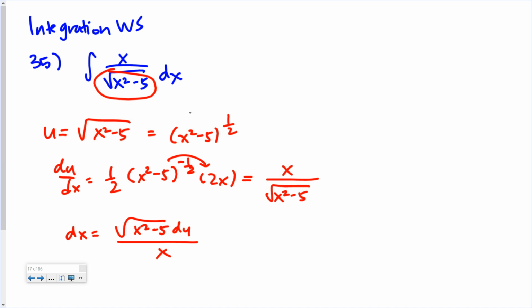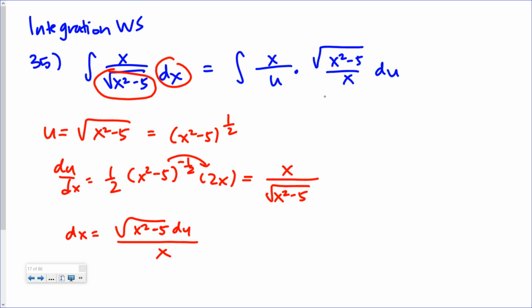So what two things do I replace? I replace my u and I replace my dx. Everything else I leave the same. So this would be the square root of x squared minus 5 over x du. And the question is, using real algebra, do all my x's cancel out? These x's cancel out to 1. Does this cancel out? No, so I have to use implicit integration. Do you know how to do implicit integration? Me neither. You can't do this.